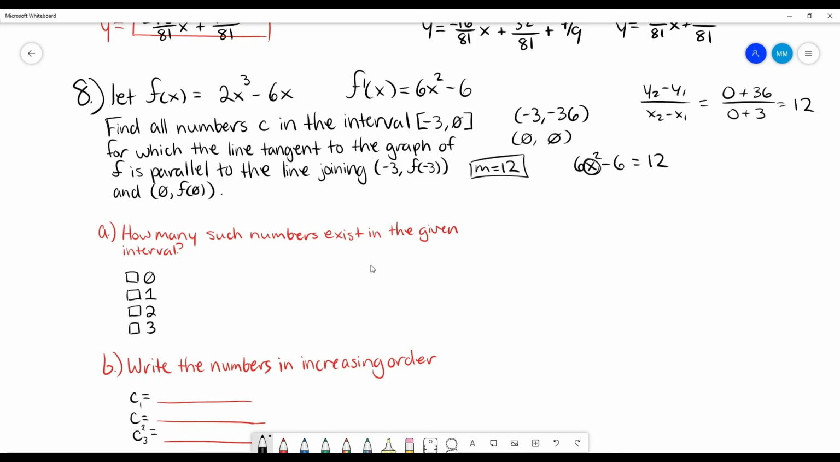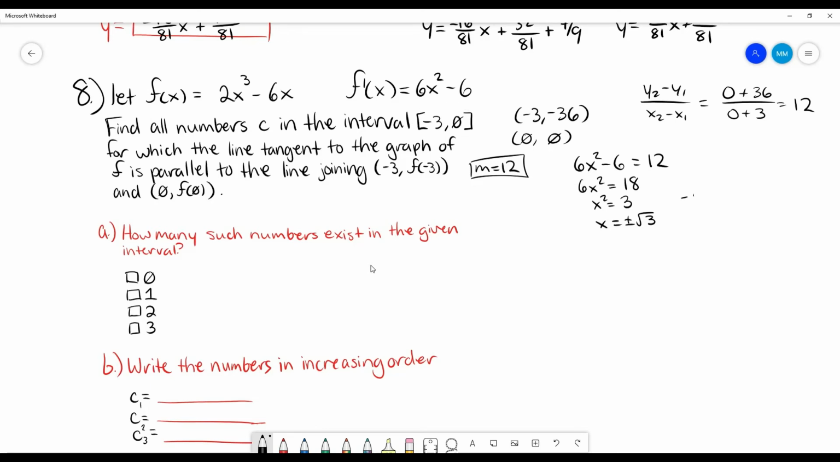So now I just solve for whatever my x is here. So it's going to be 6x squared equals 18, x squared equals 3. So our x equals the square root of 3. Or would that be plus or minus the square root of 3? Which, that's obviously 2 points, 2 numbers c. But we have to double check that they're both in that interval.